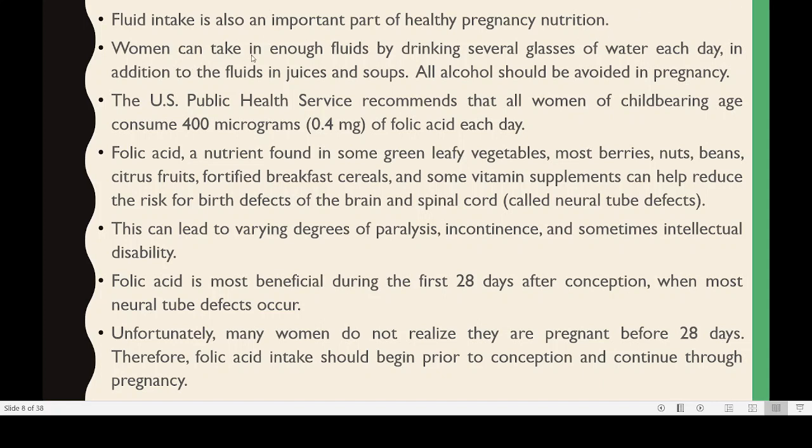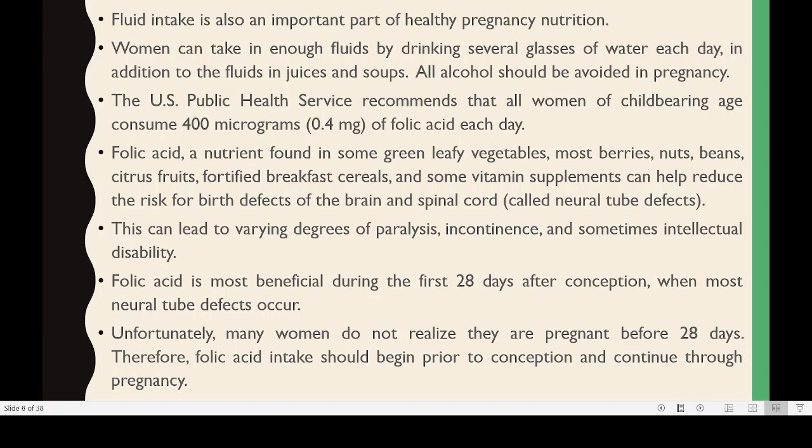Women can take enough fluid by drinking several glasses of water each day, in addition to fluids in juices and soups. The problem is that a lot of water is also utilized by the child, and also for maintaining the pregnancy, extra water is needed. So, if you only drink the water that you used to drink at the normal level, your body may not be getting enough water. And alcohol should be avoided.